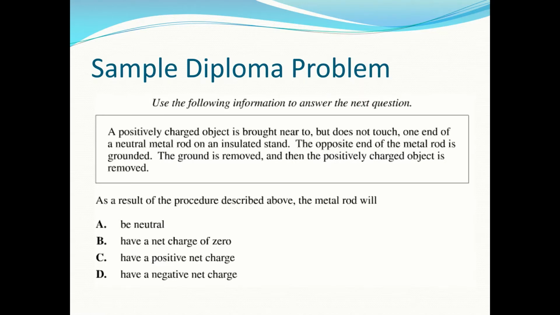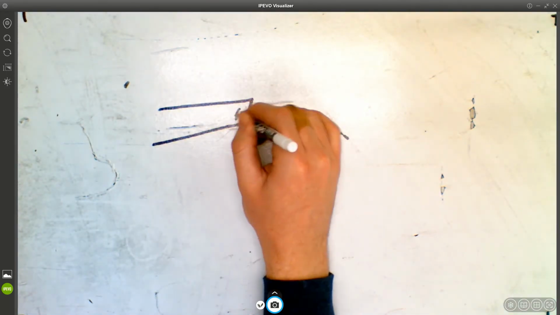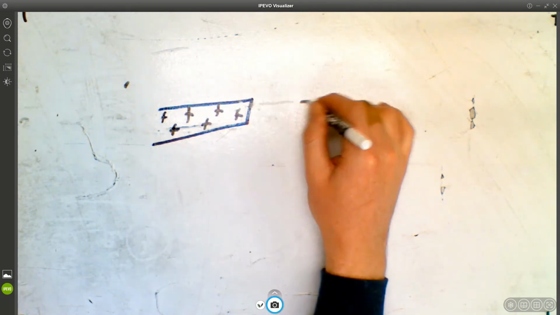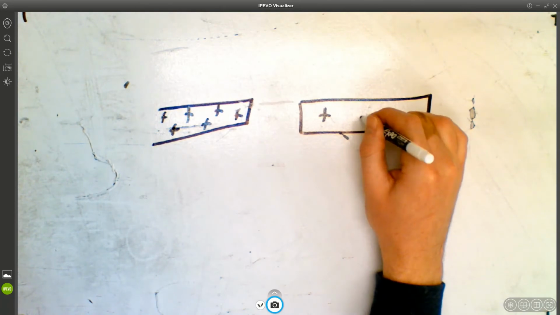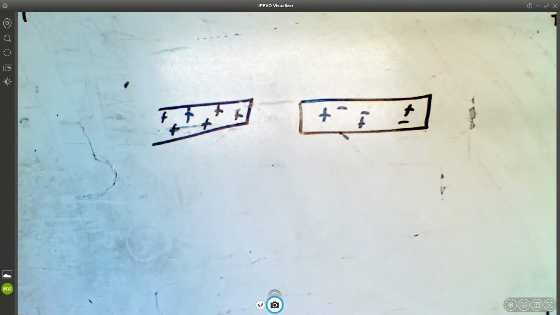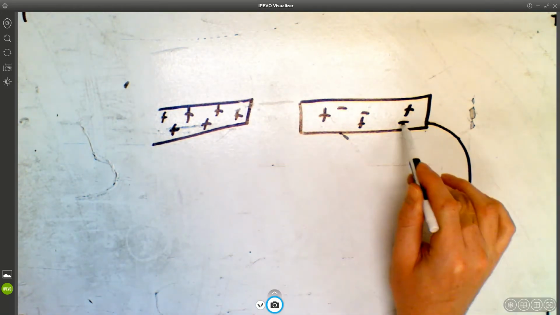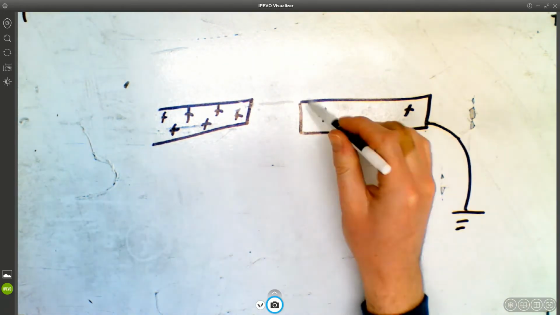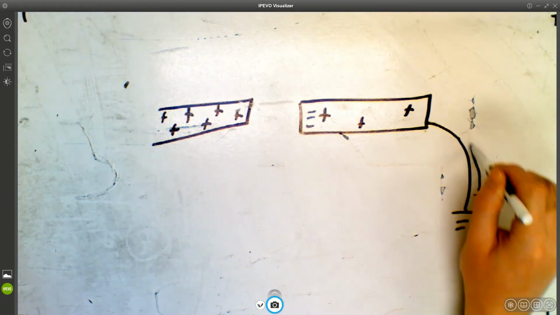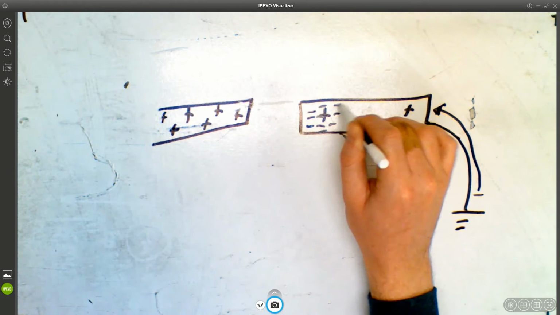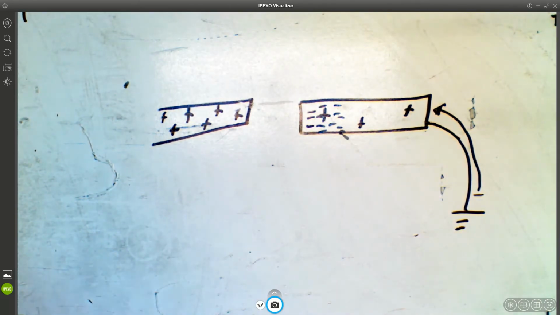So let's draw out what is happening. A positively charged object is brought near to, but does not touch, one end of a neutral metal rod. So you have a positively charged object that comes close to, but does not touch, a neutral metal rod. The opposite end of the metal rod is grounded. Right? So if this is positive, these electrons are going to want to be by the positive, and electrons from the ground are going to want to come up and be inside of this. Okay. So the opposite end of the metal rod is grounded.